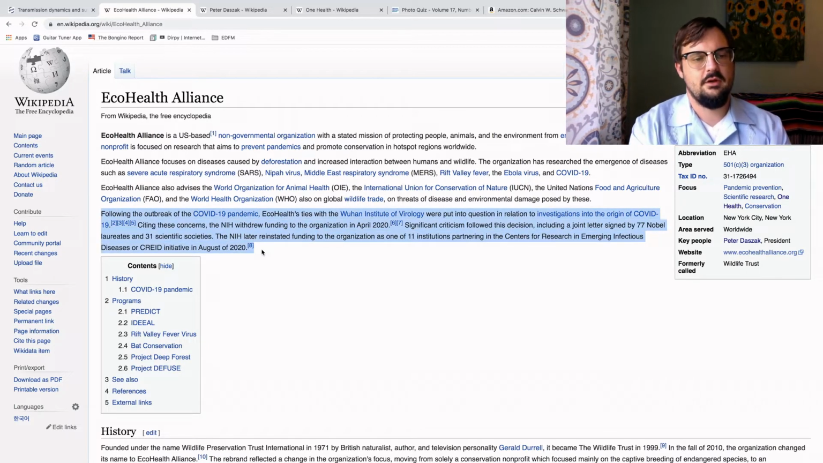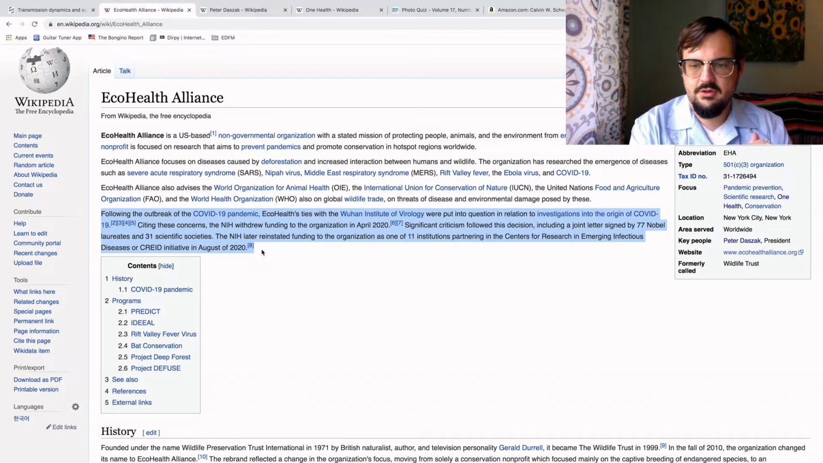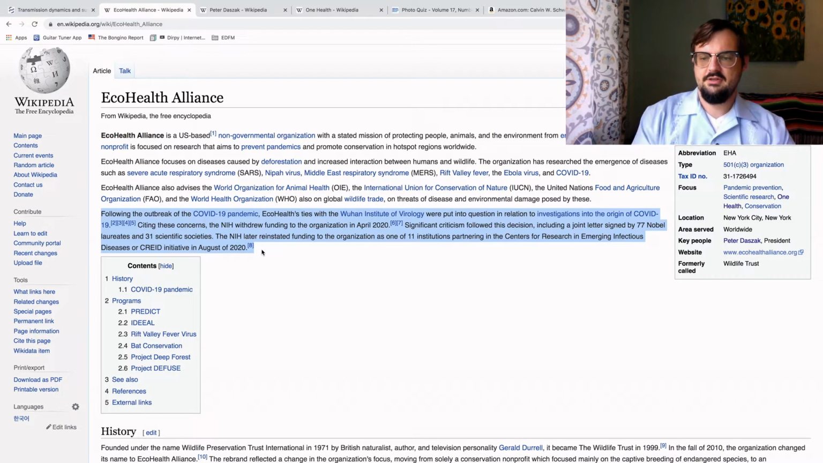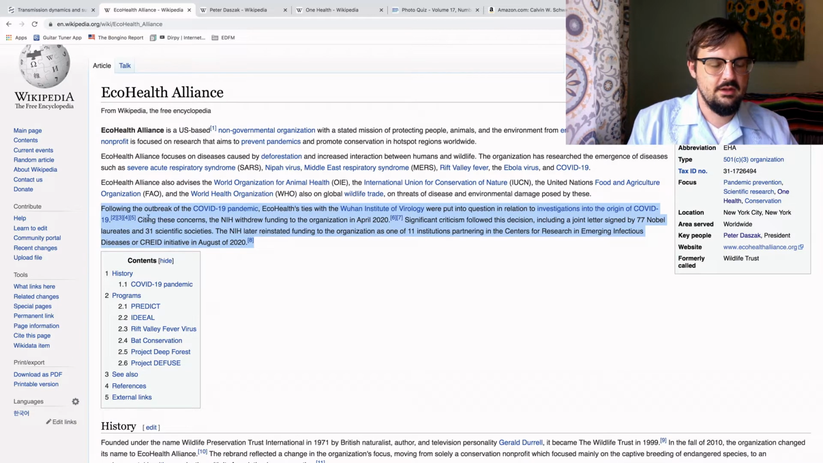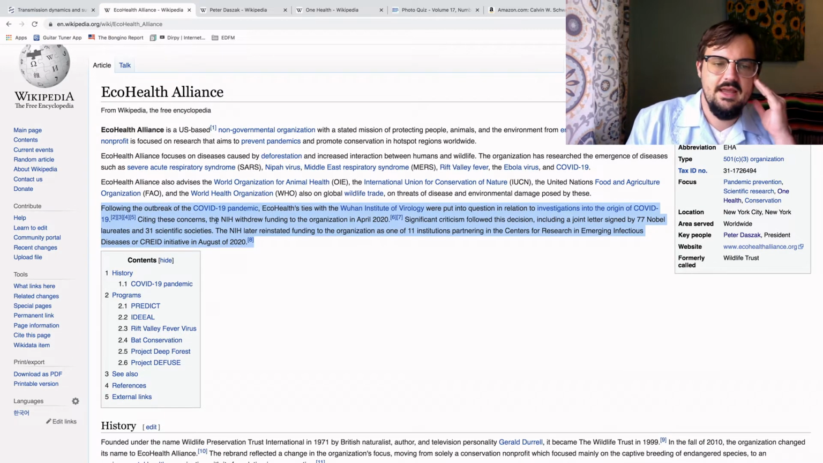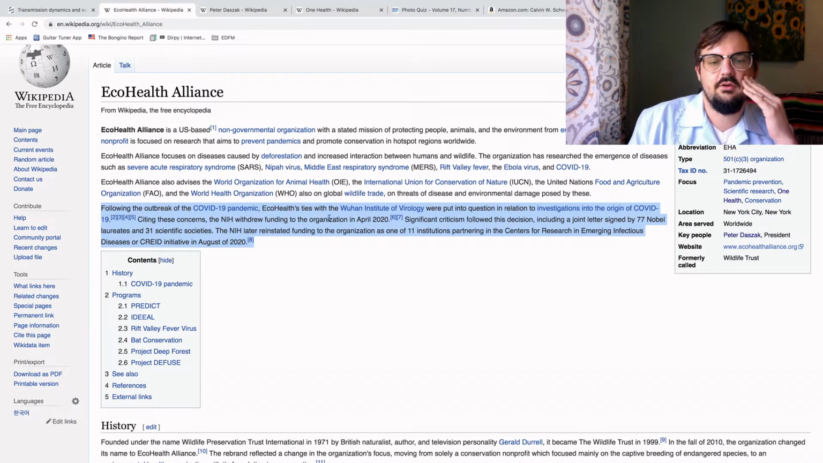Following the outbreak of the COVID-19 pandemic, EcoHealth's ties with the Wuhan Institute of Virology were put into question in relation to the investigations into the origin of COVID-19. Oh, I shouldn't have said that word twice. But anyway, citing these concerns, the NIH withdrew funding to the organization in April 2020.